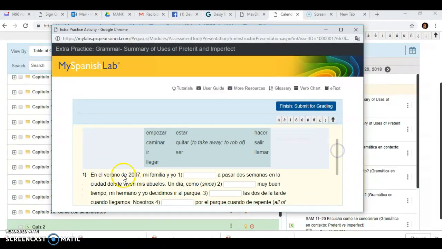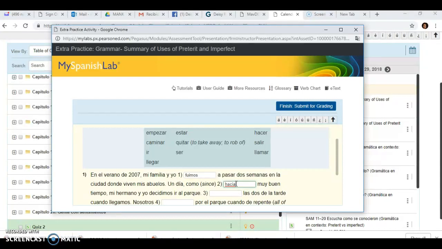Okay? So, "En el verano de 2017," if you see this, you understand that this is an action that starts and ends in the past. "Mi familia y yo," you will say, from empezar, estar, hacer, caminar, quitar, salir, ir, ser, llamar, llegar, you will say, fuimos. Yeah, it will be preterite because it's an action that starts and ends in the past. "En la ciudad donde viven mis abuelos. Un día, como, muy buen tiempo." So here we are going to describe. One day, como, you will say, hacía buen tiempo. So you will use the imperfect because we are going to describe the weather. And when we describe the weather, we will use imperfect.